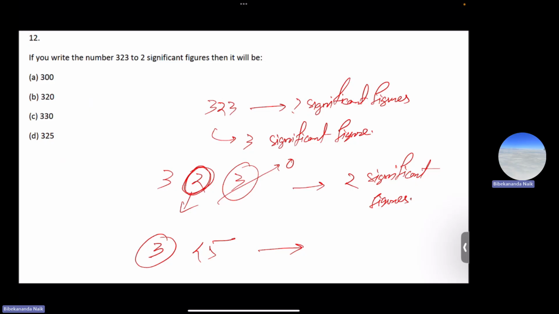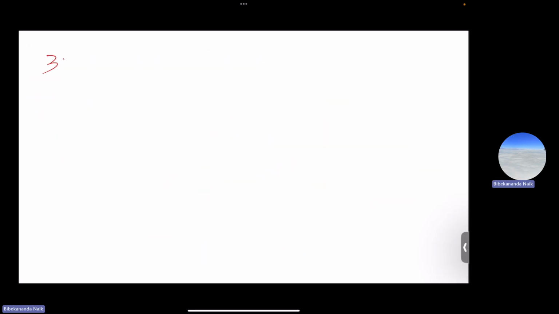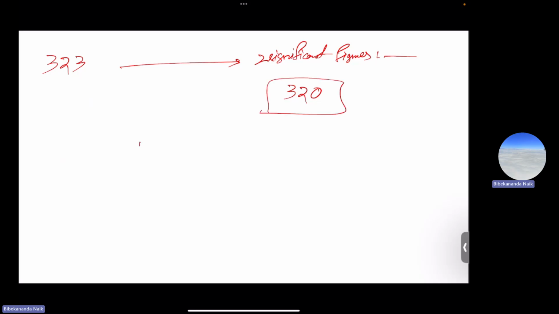So 323, if we reduce it to two significant figures, it will be 320, because 3 is less than 5. So I hope this is clear to everyone.